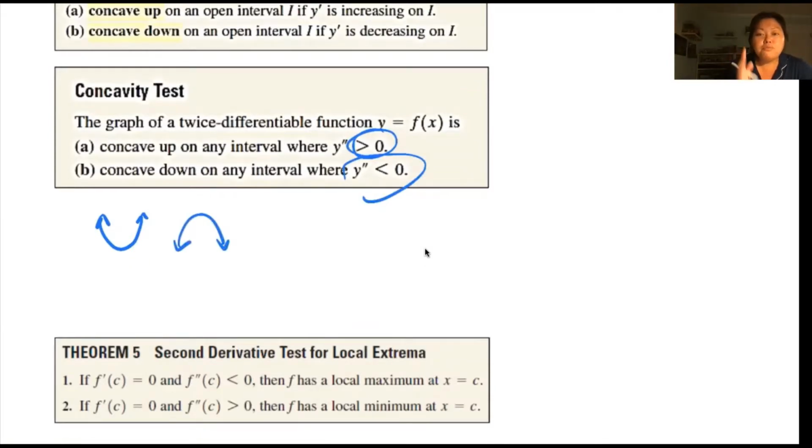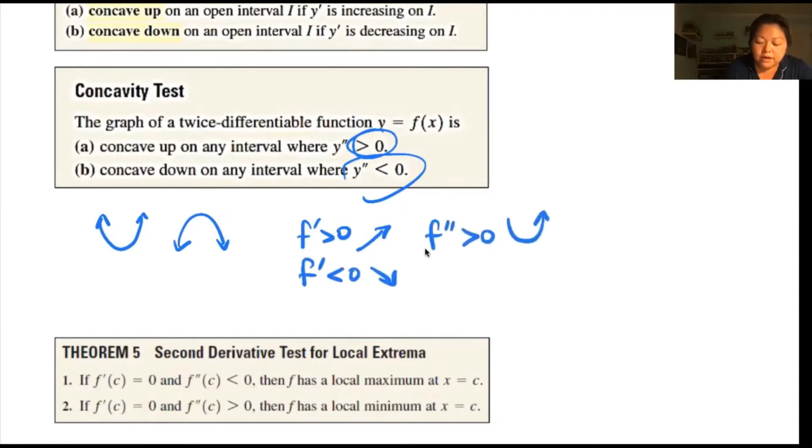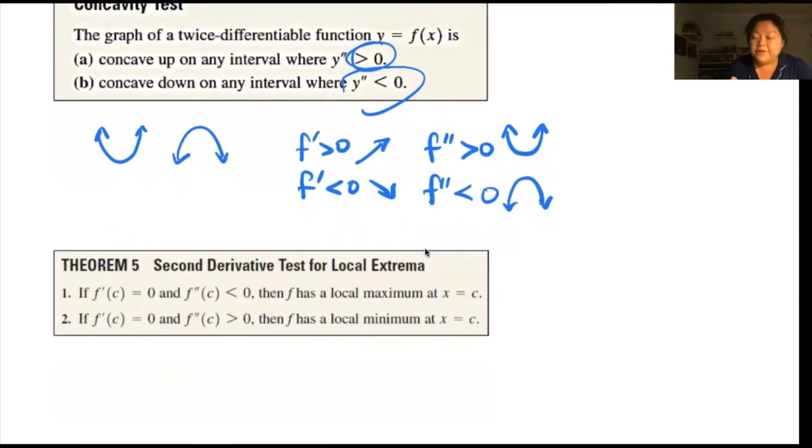So F prime greater than 0 is increasing. F prime less than 0 is decreasing. F double prime greater than 0 is concaving up. F double prime less than 0 is concaving down. So it's very important to know that you now need to combine information, right?